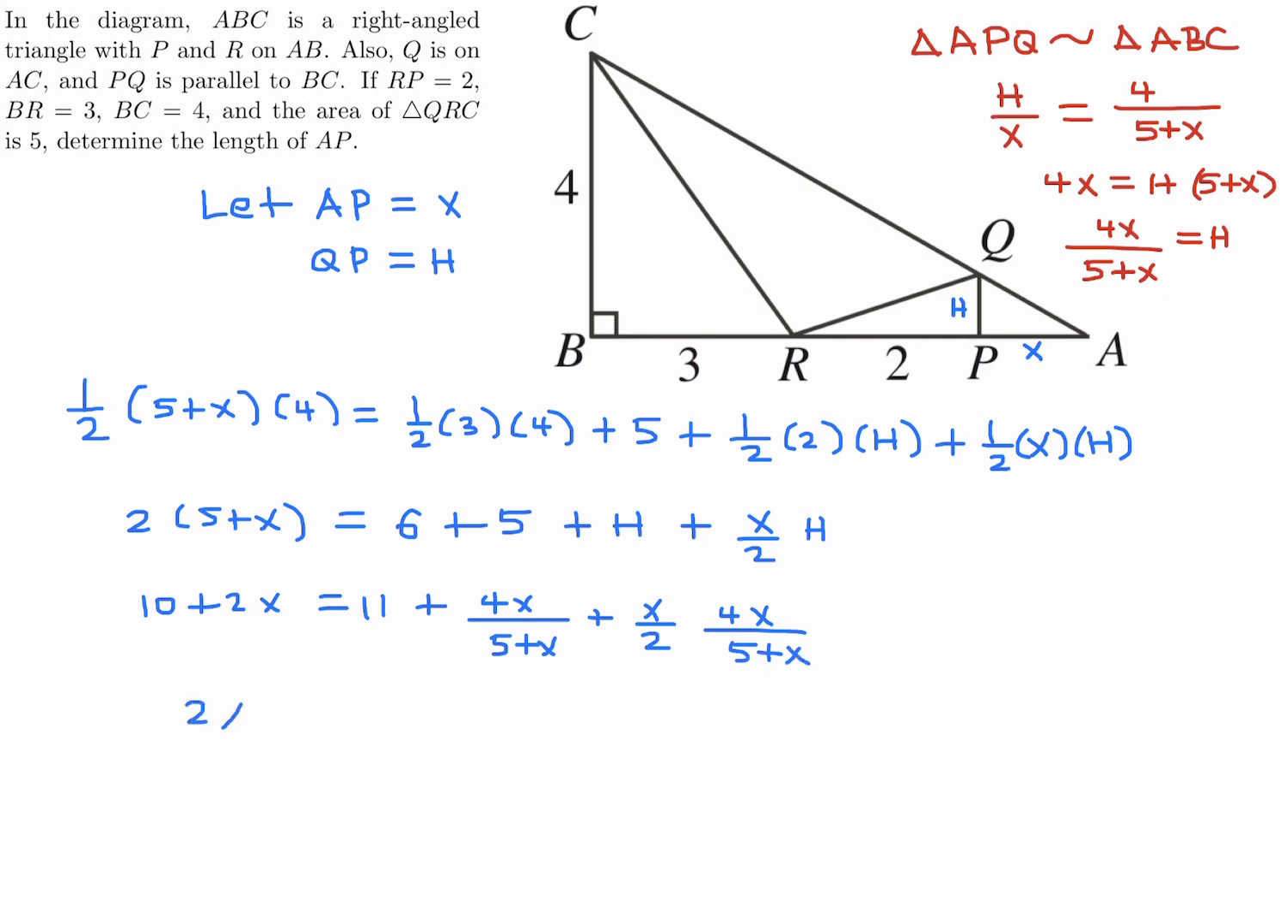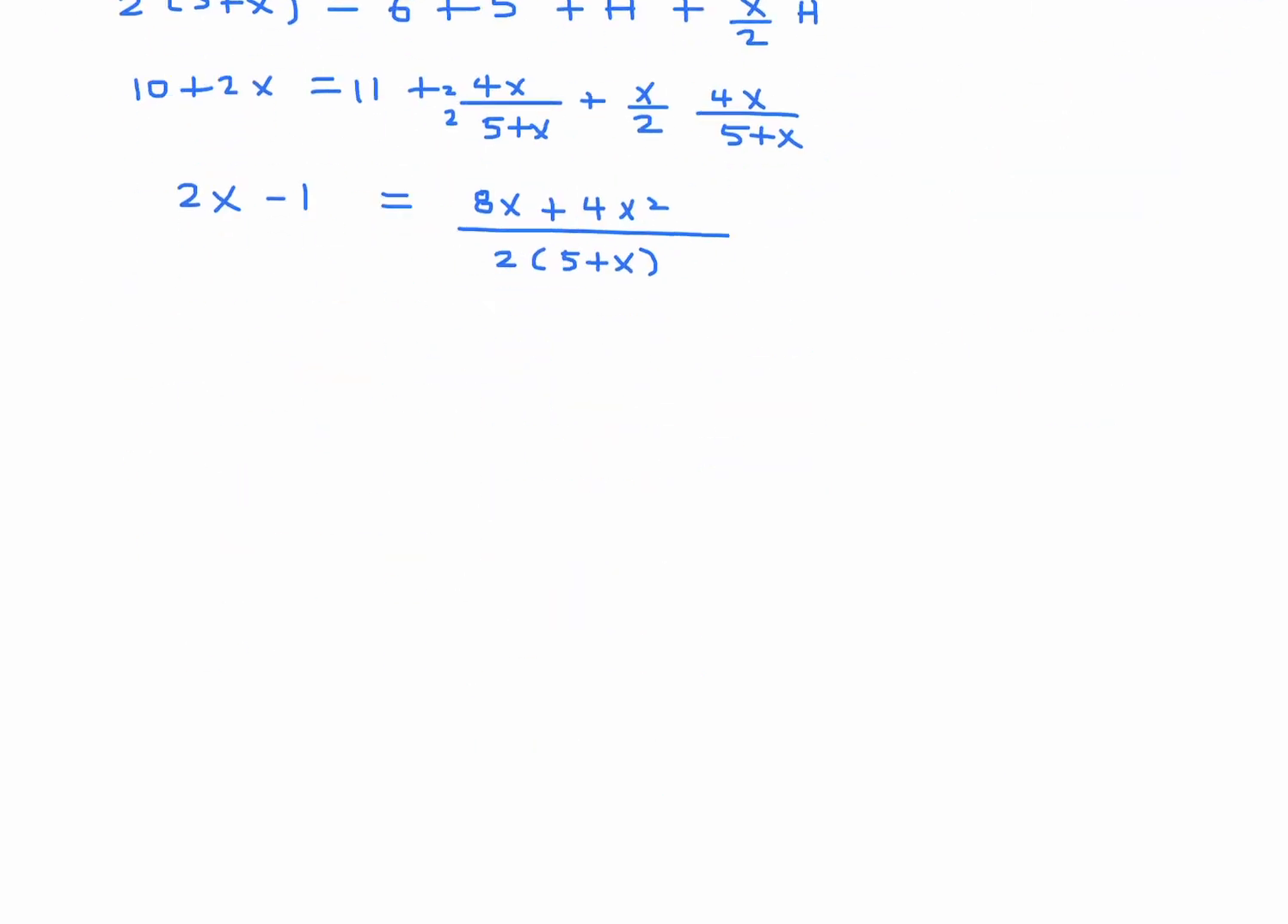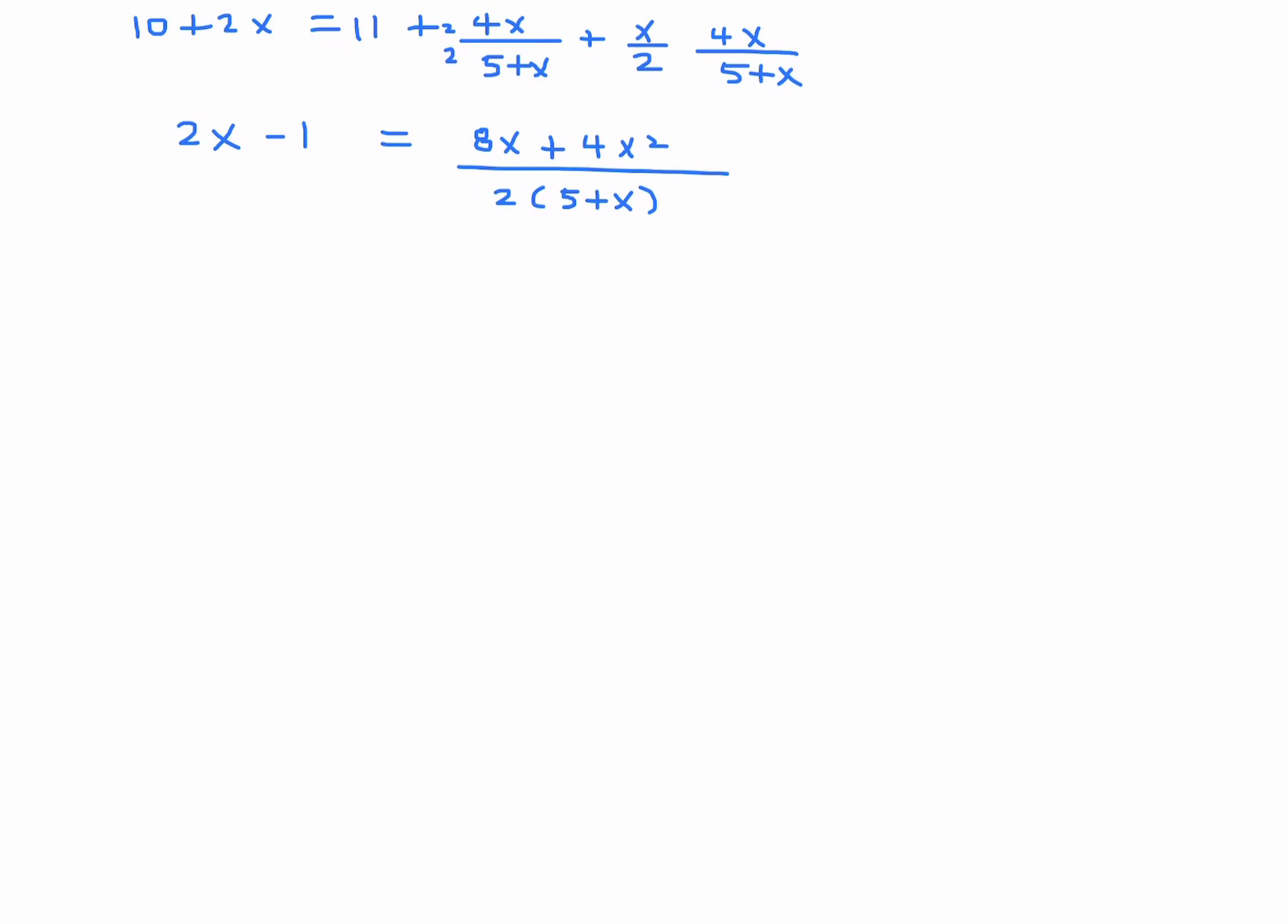So I can bring this over. This will be 2x minus 1. And then I can add the fraction here if I multiply top and bottom by 2. This will be 8x plus 4x squared all over 2 times 5 plus x, like that. All right, so far so good.